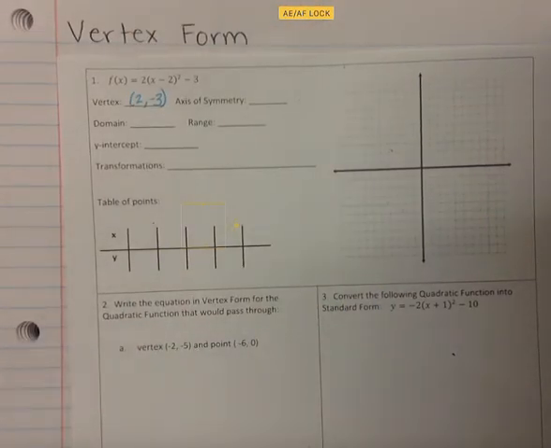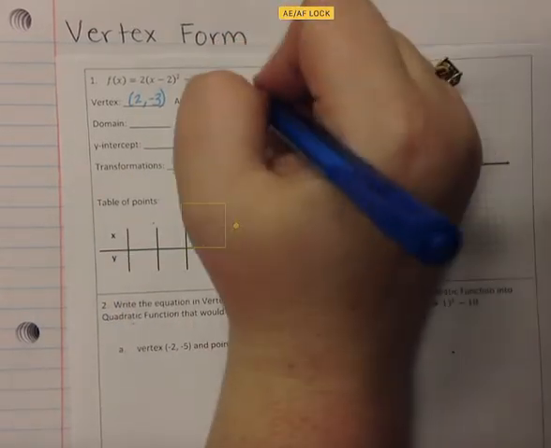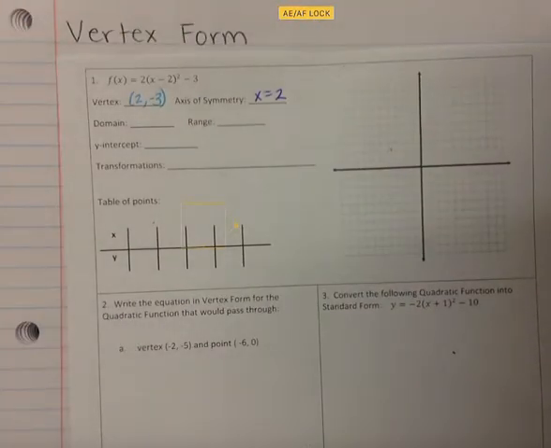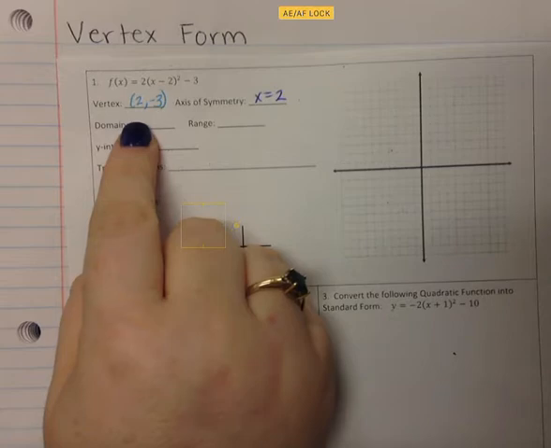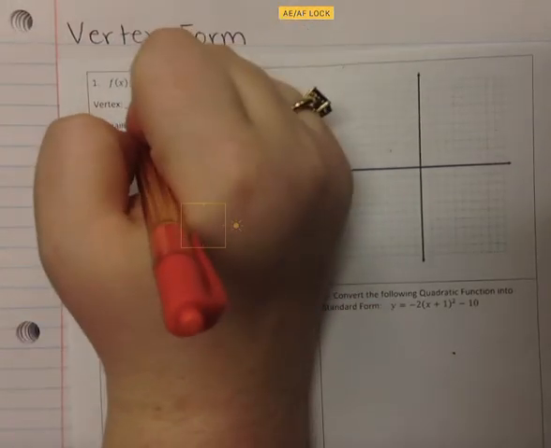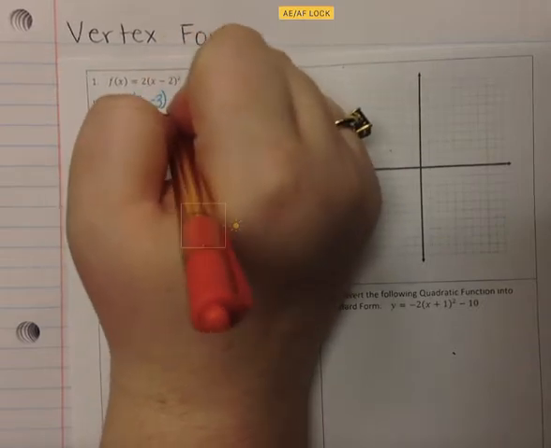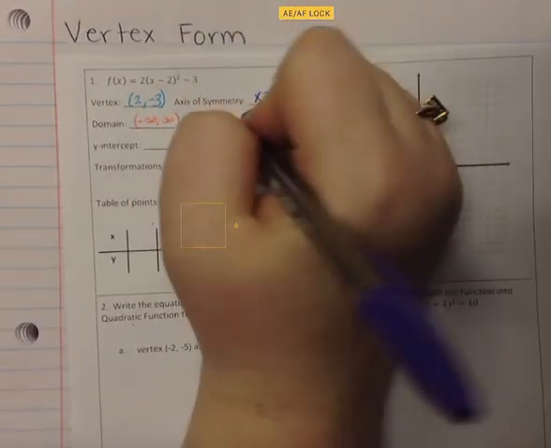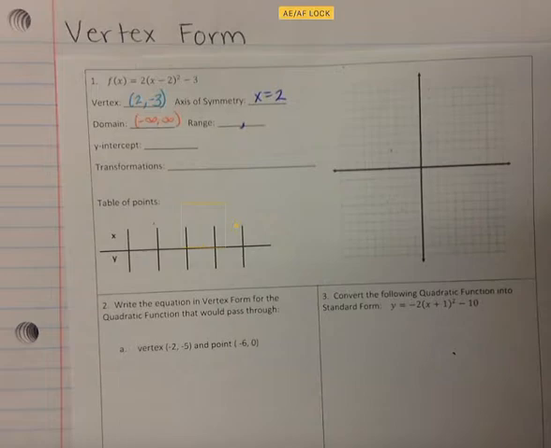The next thing we're going to find is the axis of symmetry, which we know is still the x value of our vertex. So we automatically have it. So x equals positive 2. Next up is the domain. It is still a quadratic, so all domains of quadratics are negative infinity to positive infinity with open brackets.